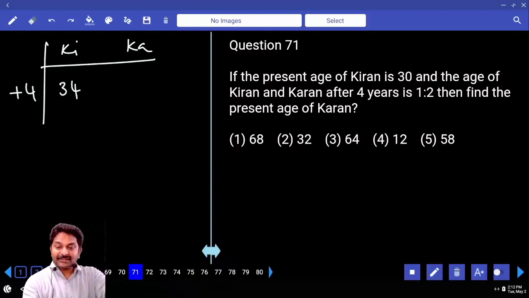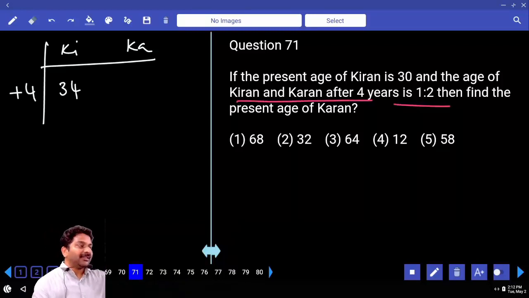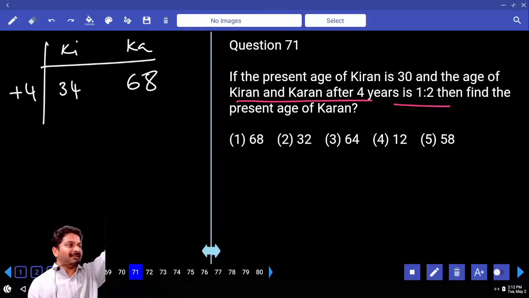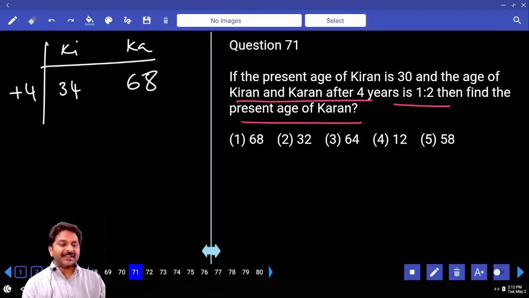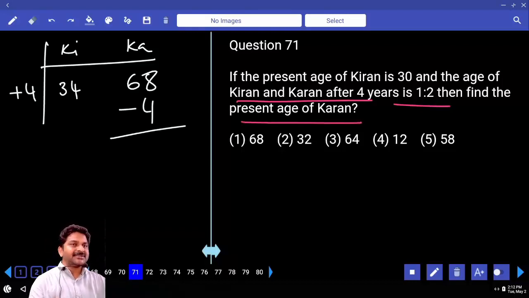After 4 years, Kiran's age and Karan's age will be in the ratio. That means one part is 34. Two parts, Karan's age after 4 years, would be 68. Find the present age of Karan. 68 minus 4 is 64. Done.